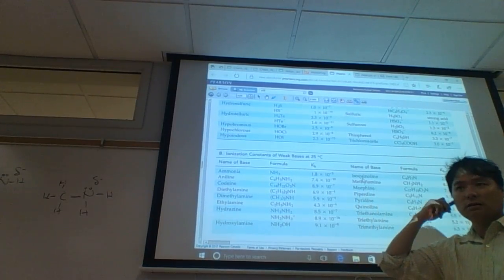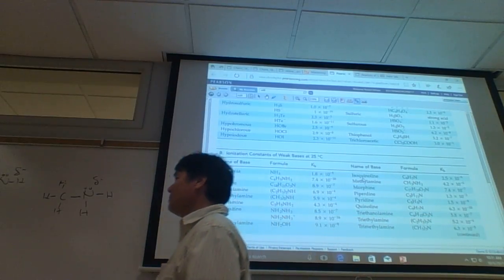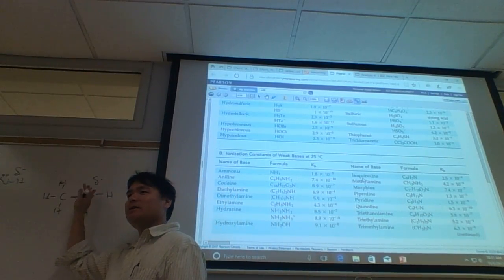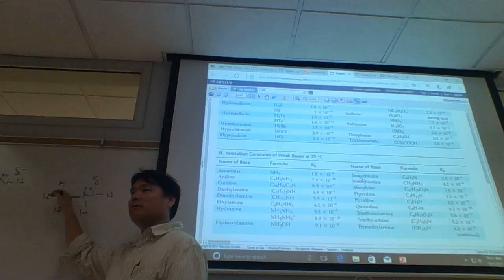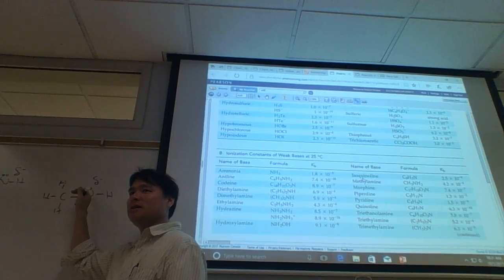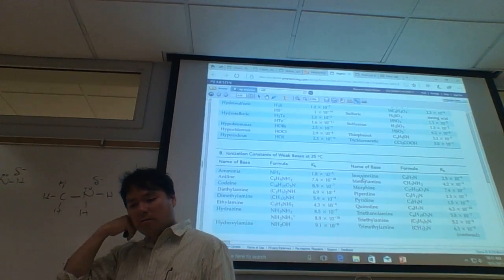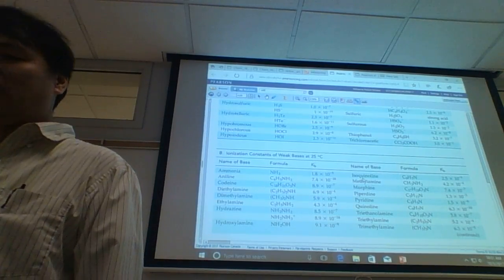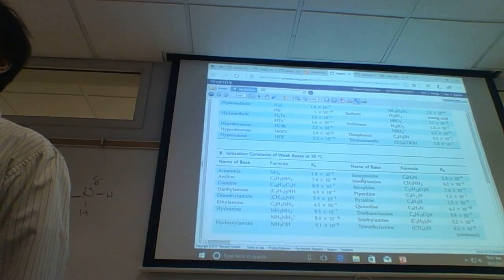Methylamine's stronger. But hey, wait a minute, didn't I just say the opposite? Didn't I say that because of the inductive effect, the greater electronegativity on carbon is going to suck electron density away from nitrogen? Didn't I just say that? Yeah. And so what I just said is wrong.